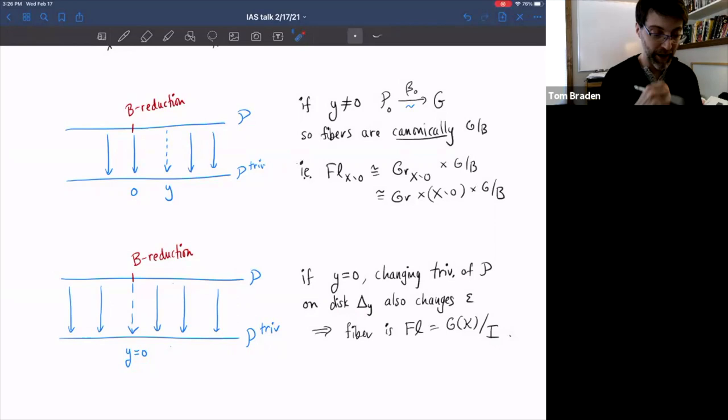So what you defined is a family whose general fiber is Gr times G mod B, and whose special fiber is the affine flag variety. So each of them is a G mod B bundle over Gr, but you have the trivial bundle generally, and the flag bundle at the special point.